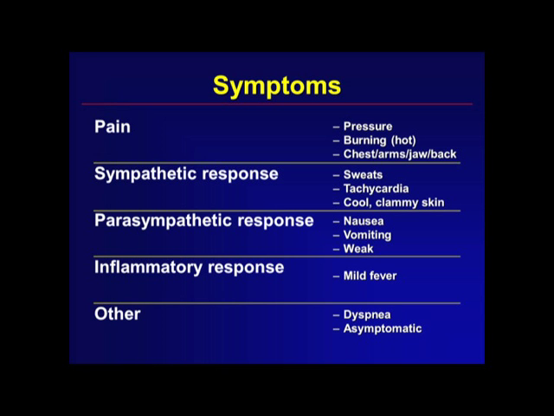Sympathetic response. Most patients, when they're having a heart attack, don't feel good. Often they're sweaty. They may be tachycardic. They often will be cool or clammy. They may drive parasympathetics, with nausea, vomiting, or weakness. It's interesting: anterior wall, that's LAD, left anterior descending artery, myocardial infarctions tend to have more sympathetic activation. Proximal right coronary artery occlusions tend to have more parasympathetic activation. They may have an inflammatory reaction with mild fever. Sometimes they're short of breath. They may be almost asymptomatic.